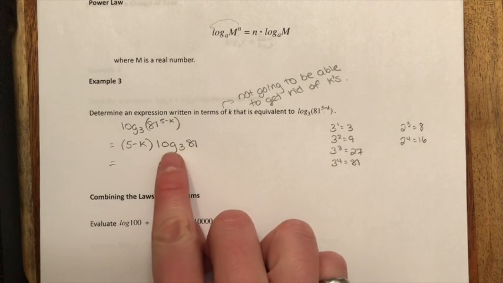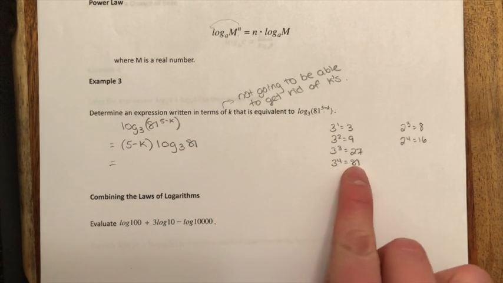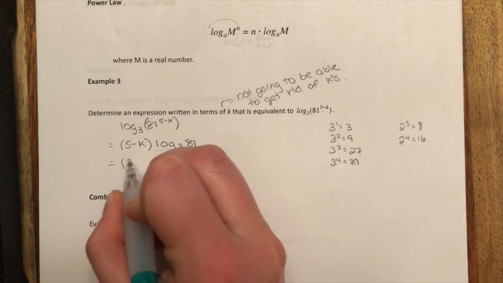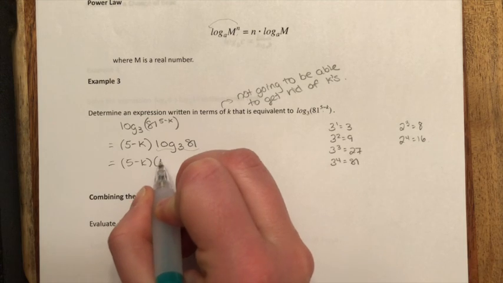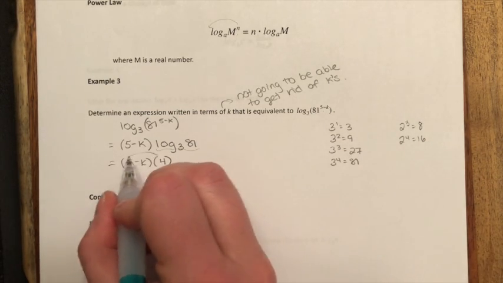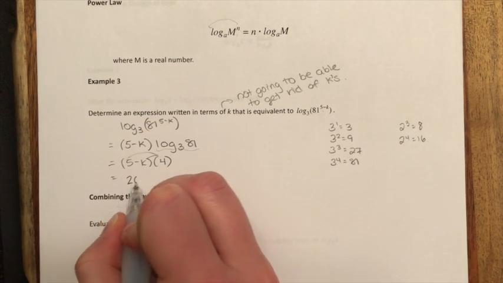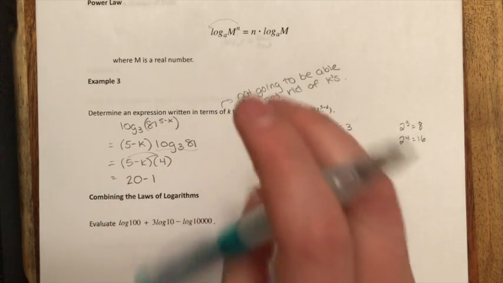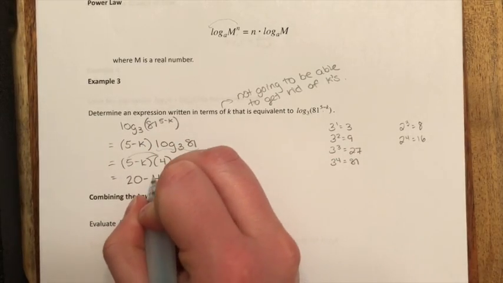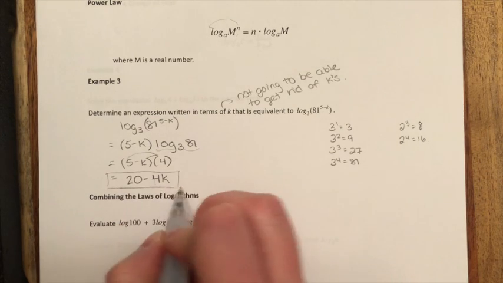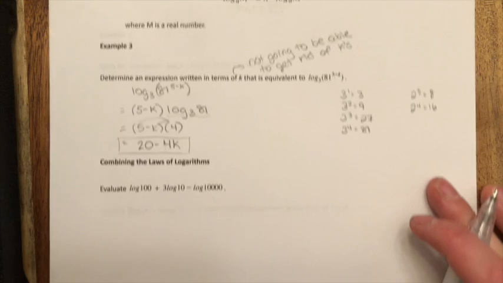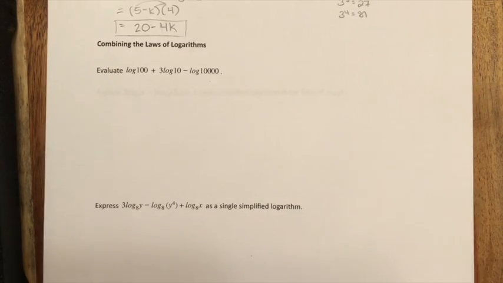So 3 to the 4th power is going to be 81, so that means this whole thing can be replaced with a 4. And now we can distribute that in. So we're going to have just 20 minus, oops, that should have been a 4k. Okay, so that doesn't even have a log in it anymore. It's much simpler than it was before. Okay, then we can combine them.